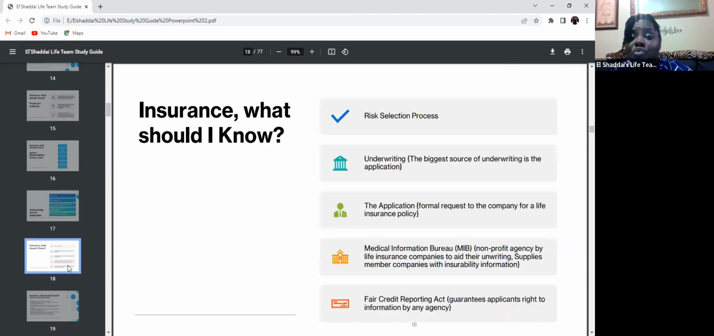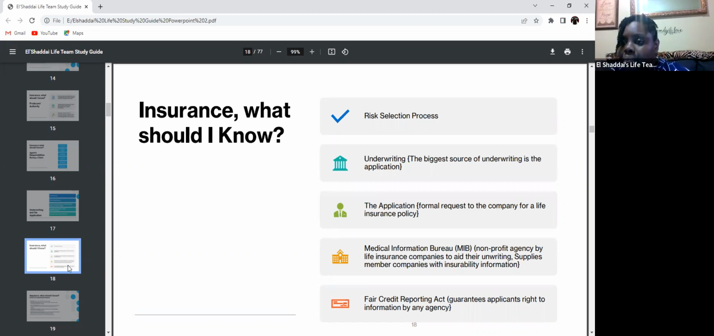Insurance, what should I know? Risk selection process. What is the risk selection process? Remember, the world of insurance deals with one word, and that word is what? Risk. What is risk? The uncertainty of loss, something that could go wrong that would cost money. What does insurance do? Insurance is a way of taking that responsibility off of one person and spreading it out amongst many, so one person will not be overwhelmed. Now, what is the process? What is the risk selection process?